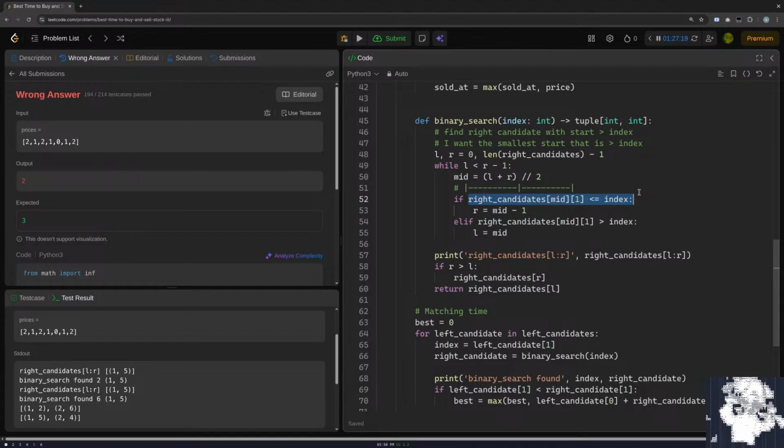Our solution is on what side of it? So the indexes are in increasing order. No, sorry, the indexes of right candidates are in decreasing order. The one that I'm considering is less than index. I want a bigger one. The bigger ones are on the left. So I shrink the right side to the middle.